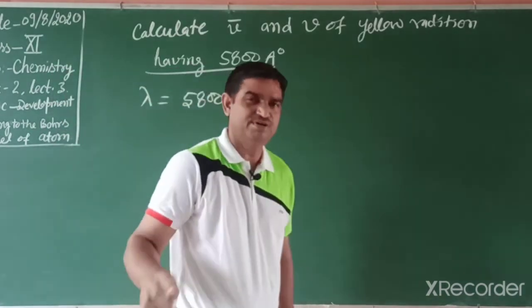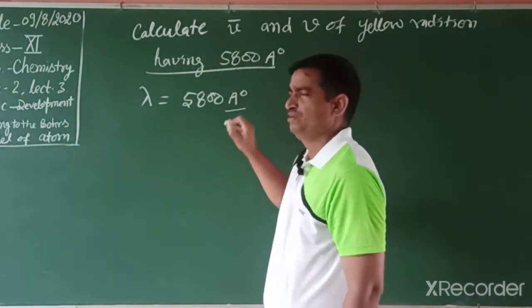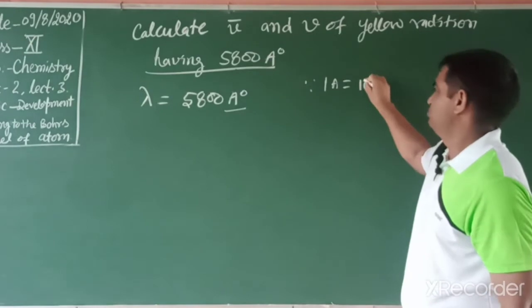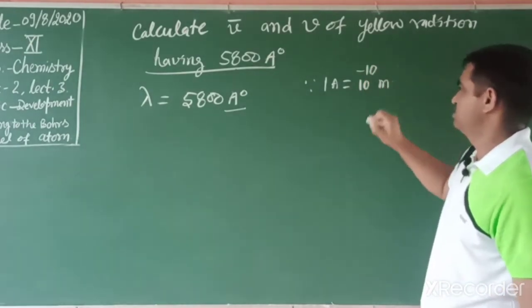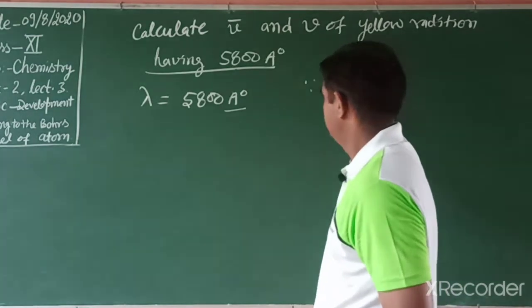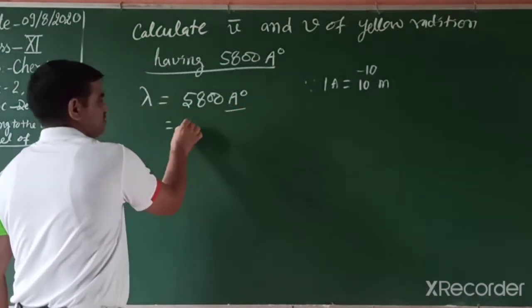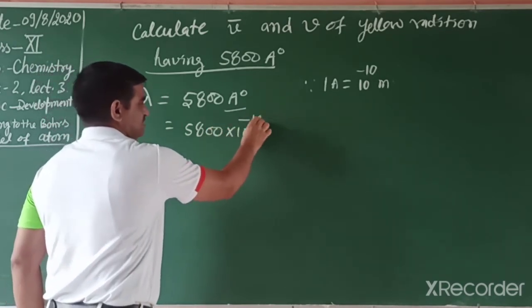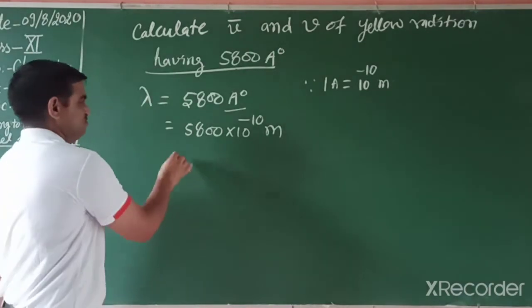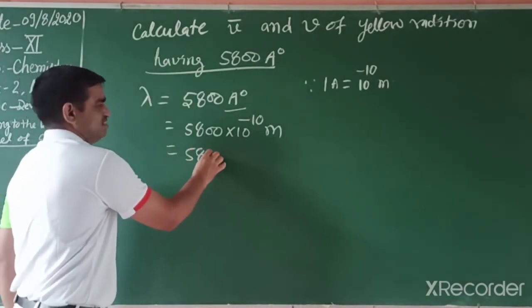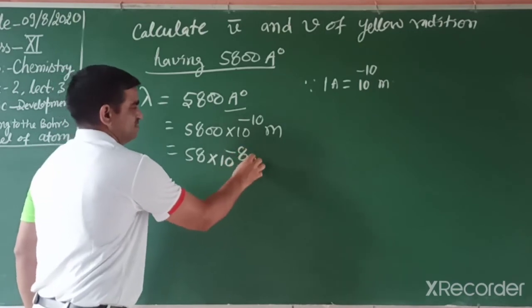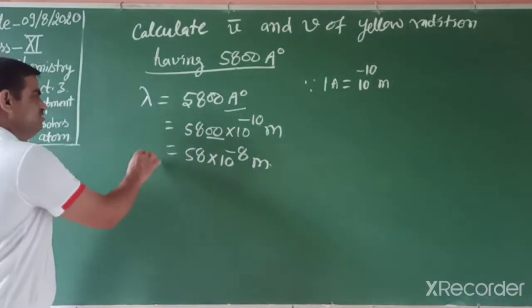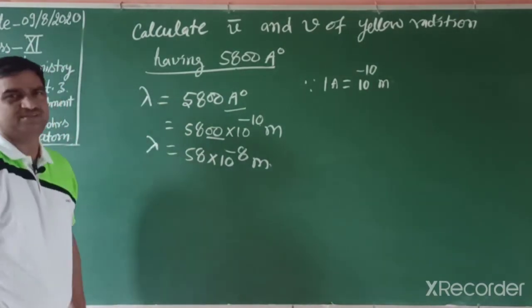At first we should know the unit. This is also a unit of length. We know 1 angstrom is equal to 10 to the power minus 10 meter. So students, you can write 5800 into 10 to the power minus 10 meter, or you can write 58 into 10 to the power minus 8 meter, because the two zeros you can remove. So this is the wavelength.